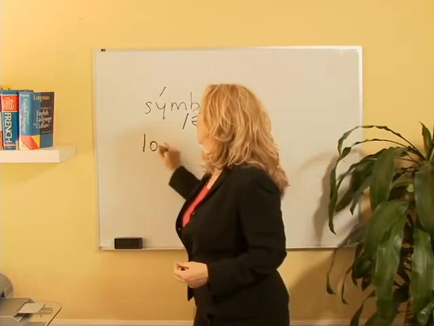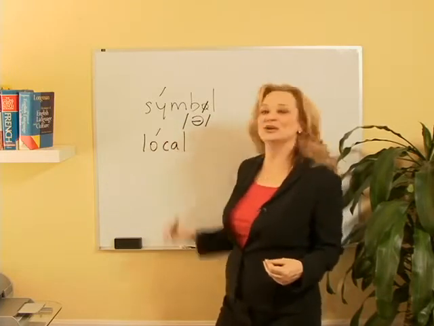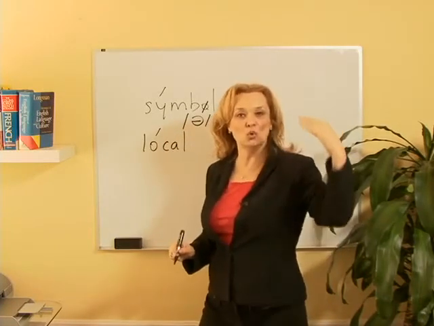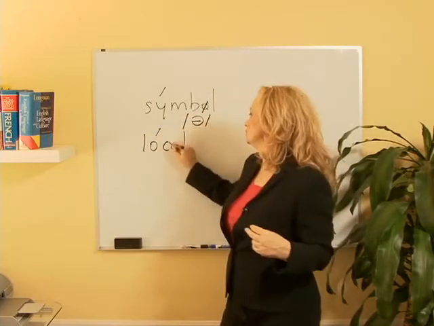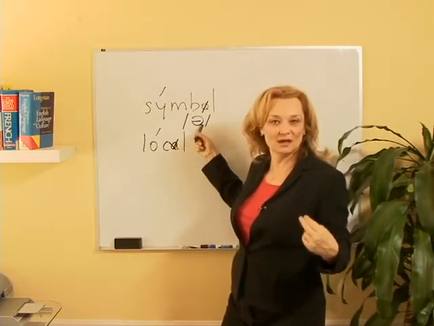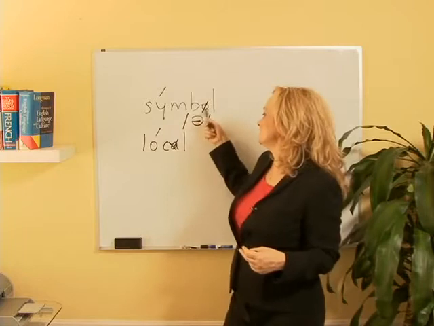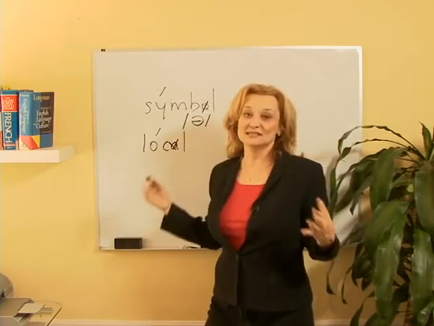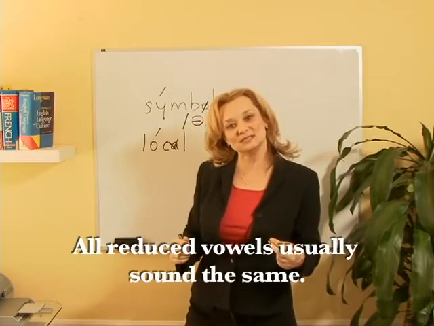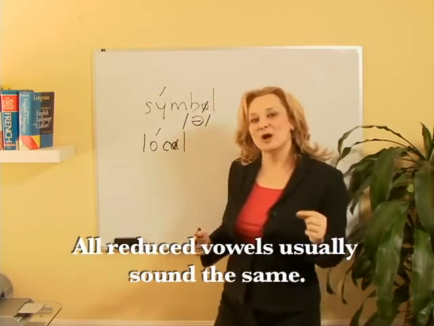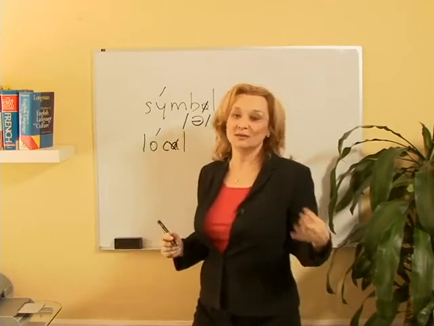For example, local. We stress the first syllable here, lo, lo, but we don't say local with a full O. We reduce the second syllable and it becomes the a, local, local. So you see OL and AL sound exactly the same because they're both reduced syllables. So any vowel can sound like a when it's part of the reduced syllable.